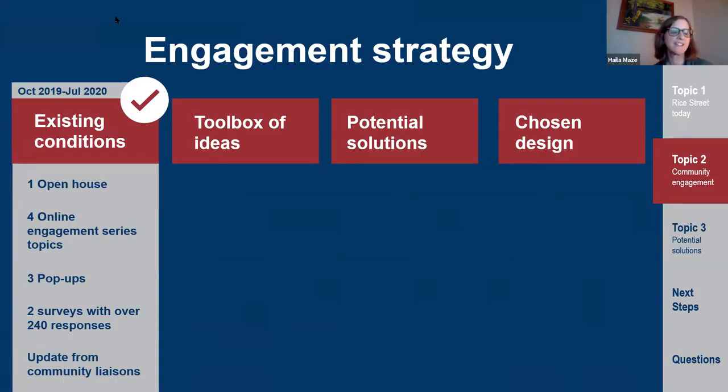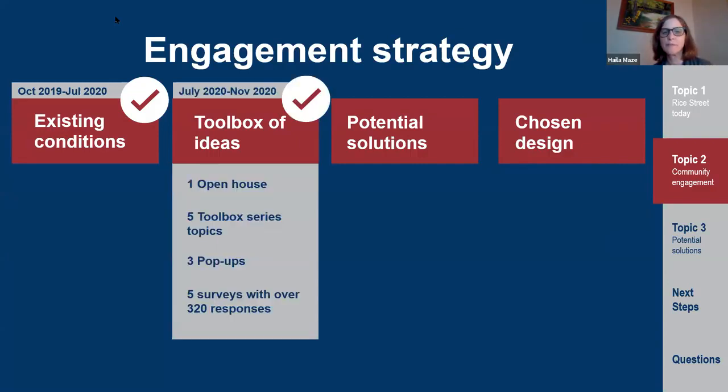So the existing condition stage really wasn't supposed to last all the way to July. It was supposed to be a little sooner, but that creates some flex for us to help us understand what's going on. At the beginning of the process, we did have some in-person engagement and some online engagement topics. We had some pop-up events that were actually in-person pop-ups and without social distancing because we didn't need it back then. And a couple of different surveys at that point too, online and in-person, and updates from the community liaisons.